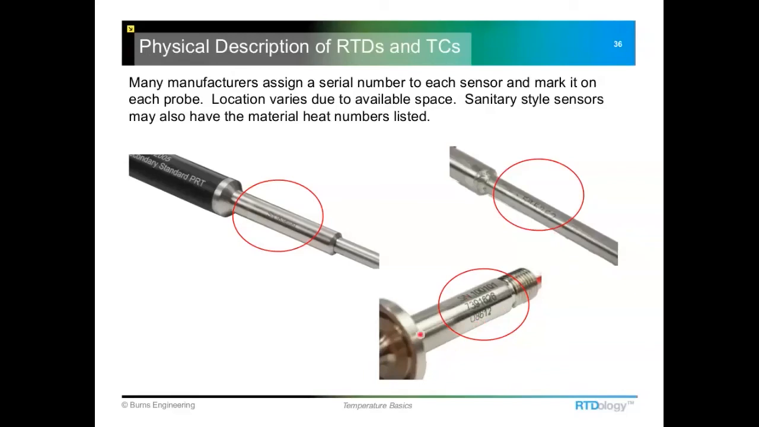This must be like a sanitary style part where you need that material traceability. A lot of these will start out and they might have like an HT prefix, not to be confused with the serial number, but gathering all that information off the probe will help identify a replacement.